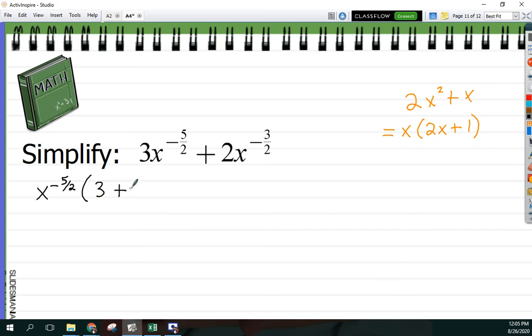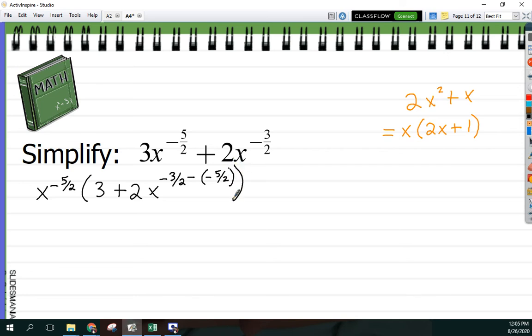And then remember, like I said, whenever we factor something, it's like division. So we're going to subtract those exponents. So I would have negative 3/2 minus the exponent that we factored out, so negative 5/2.